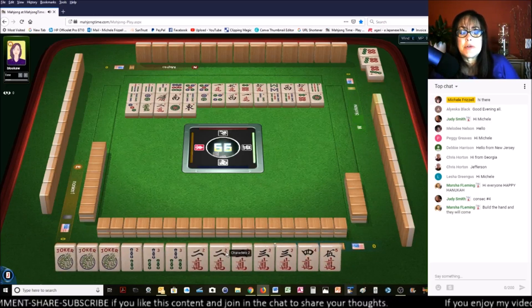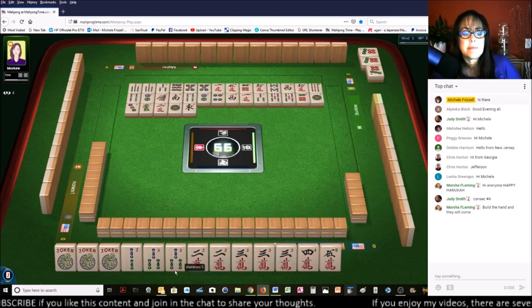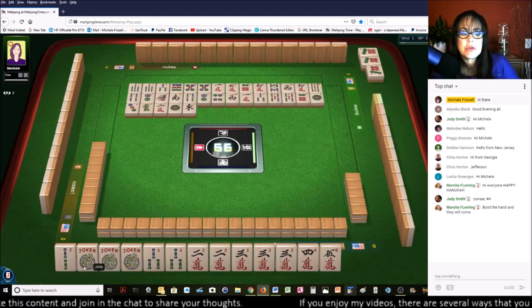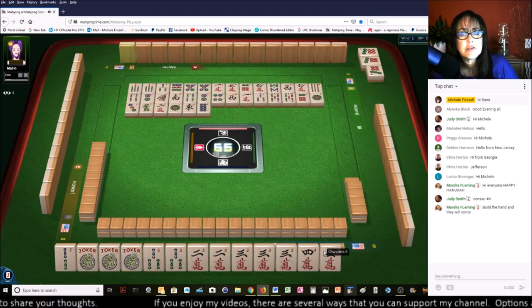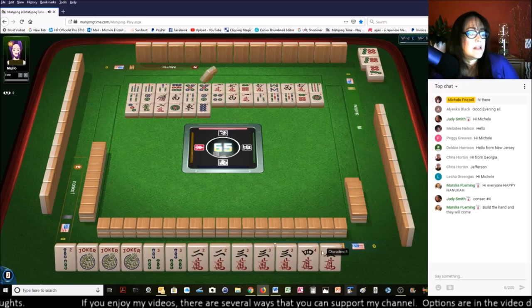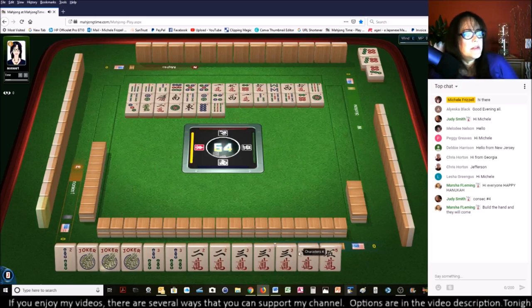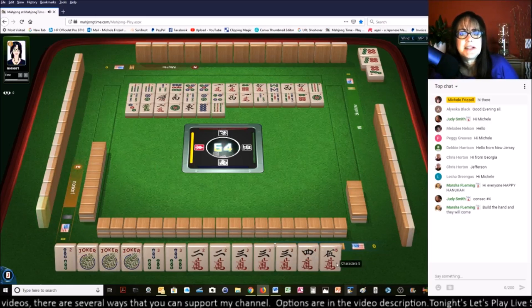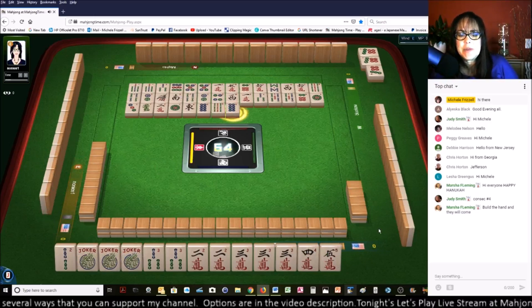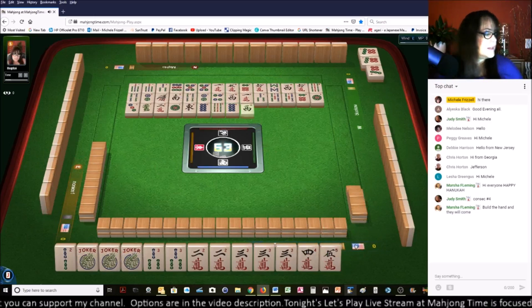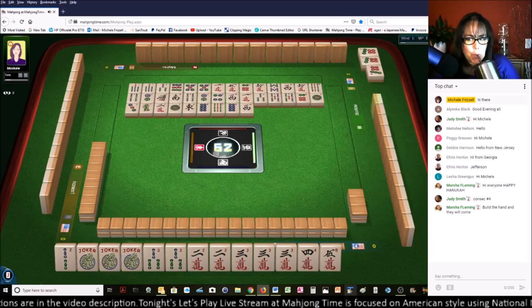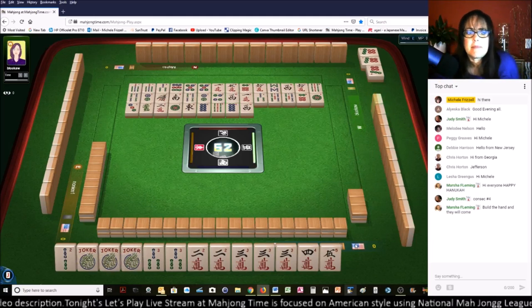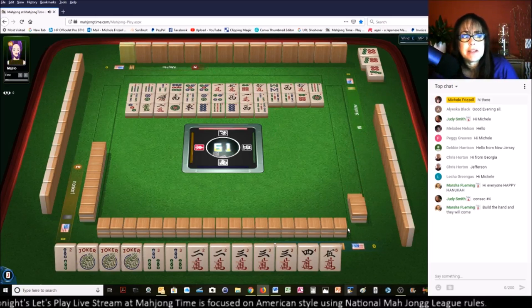We have a gap, though. No flowers. But we can use these jokers to help with the pungs. So all we really need to get comfortable is a single flower. That would help build the hand and they will come. That's good. Eight dots. Okay, so we need flowers right now. Let's see if we can get one flower. One flower would be fabulous right now.